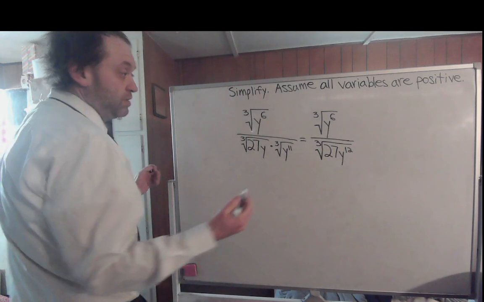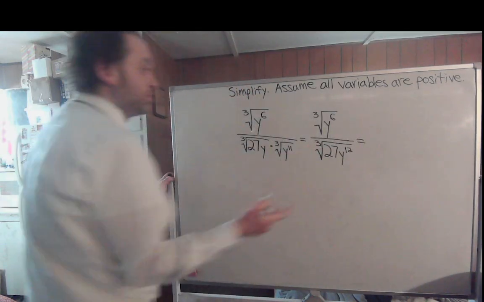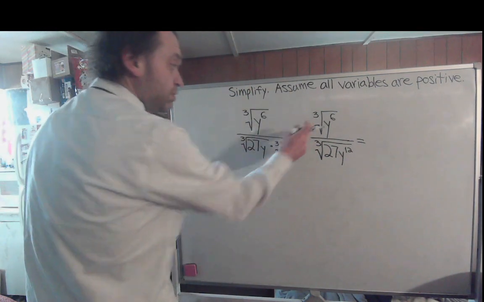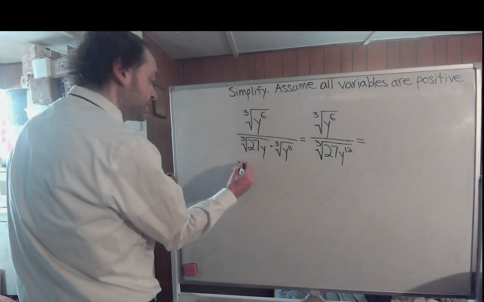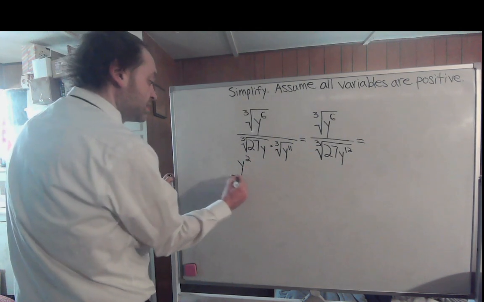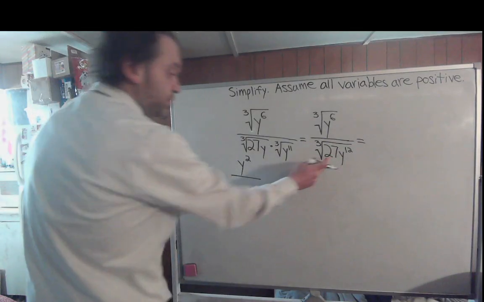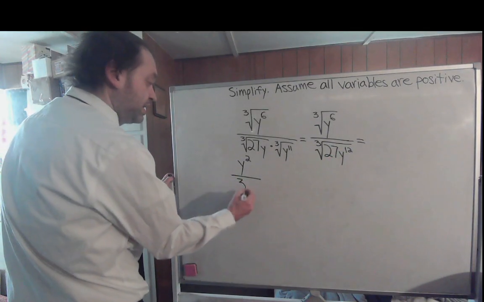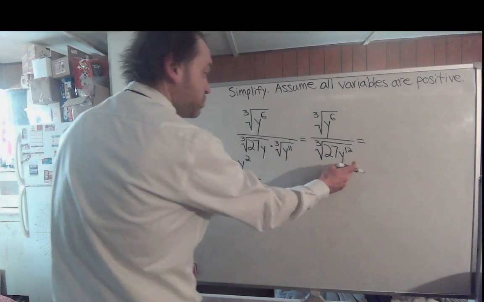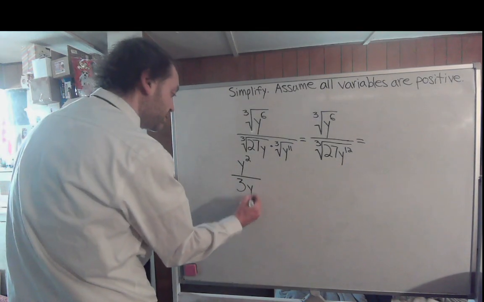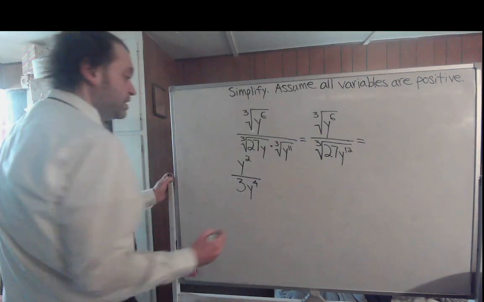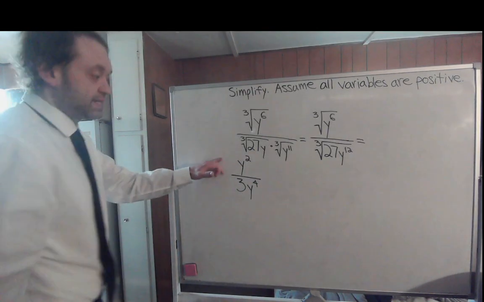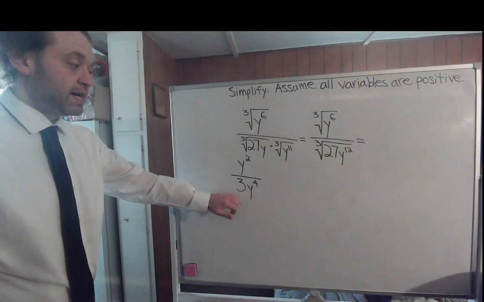Alright, now let's take the roots of the numerator and denominator. Third root of y to the sixth would be y to the second. Now what's the third root of 27? That'd be 3. Third root of y to the 12th would be y to the fourth. So now you're left with y to the second all over 3y to the fourth.